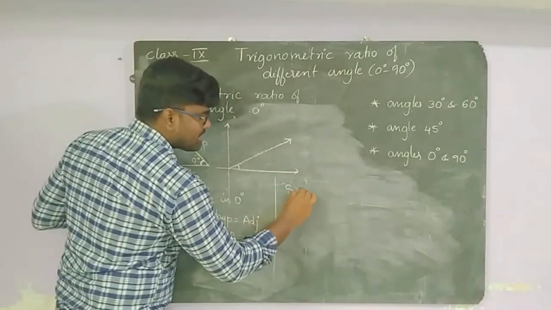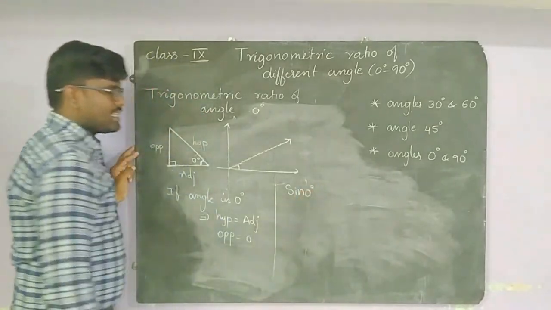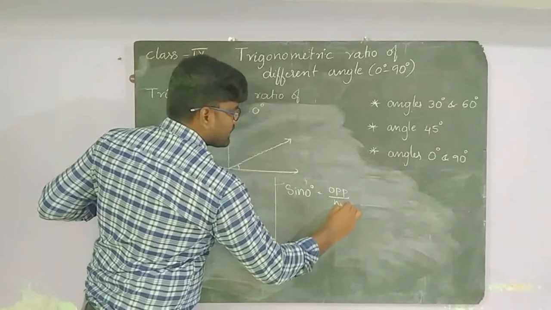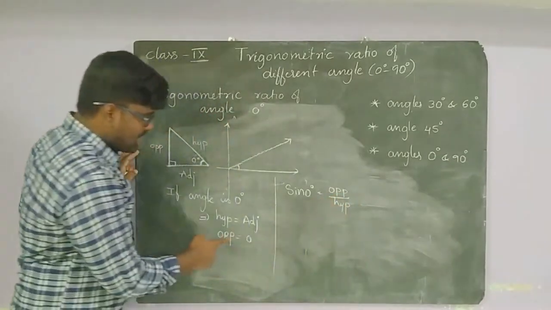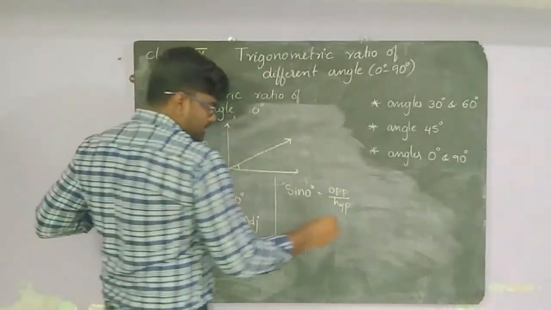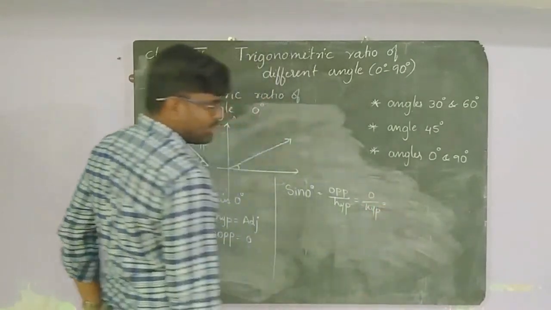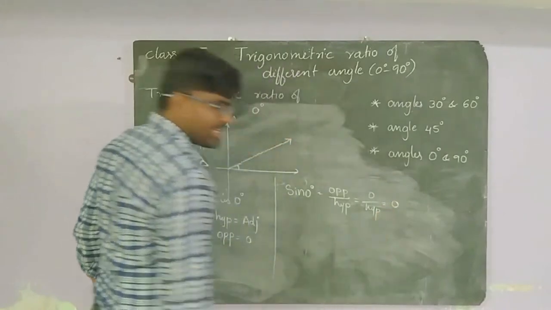Sine 0 degrees. What does sine 0 mean? Opposite by hypotenuse. Just now we saw what the opposite is: 0 by hypotenuse. What is 0 by anything? 0. That means sine 0 is 0.